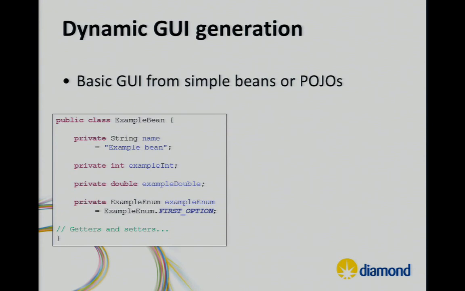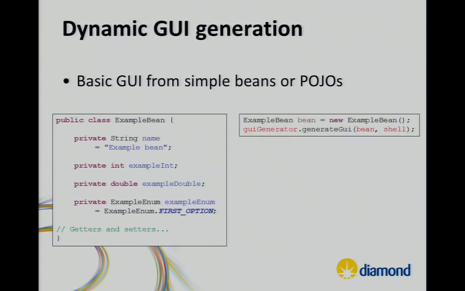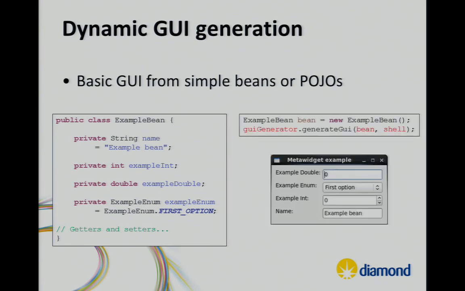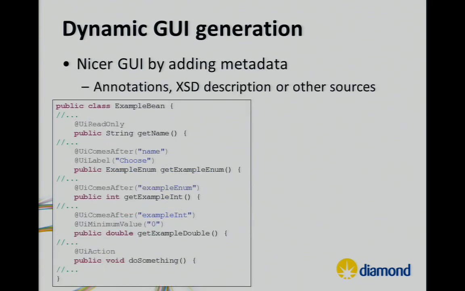Just an example of what it can do. It can take a plain Java bean, no extra information whatsoever, and from that, with a couple of lines of code, it can generate a GUI that looks like this. So a simple set of labels for each field and the appropriate widget for editing that field.